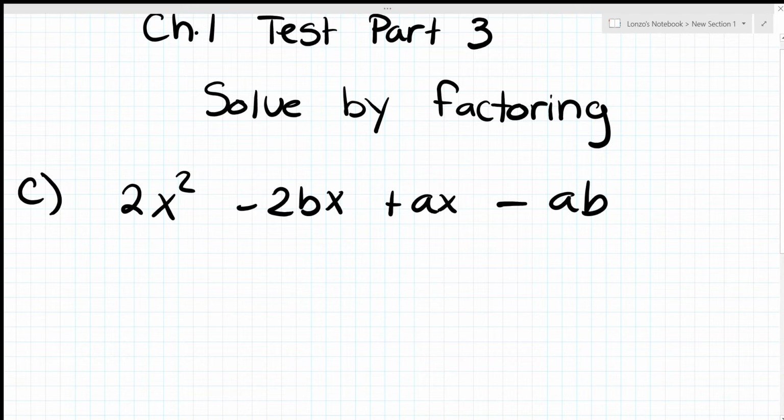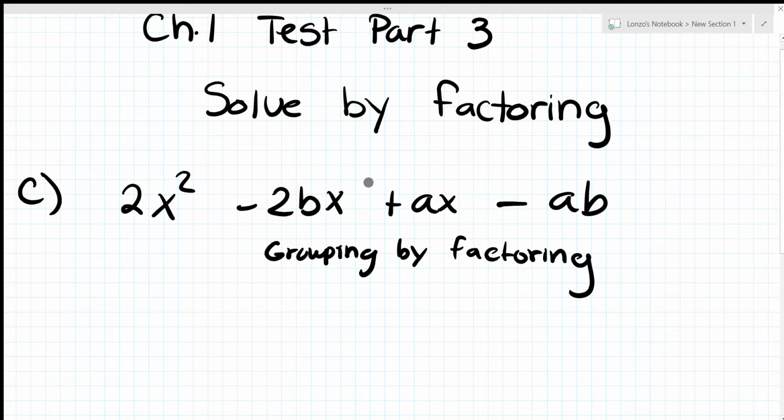Okay, so notice that we have 4 terms. This whole term is 1st, this whole term is 2nd, this whole term is 3rd, and this fourth term is fourth. So if we have 4 terms, you can try grouping by factoring. It only works if you have 4 terms. So grouping by factoring is pretty simple. So what you do is you break this into 2 parts. This part here and then this part here. So let's focus on this whole part.